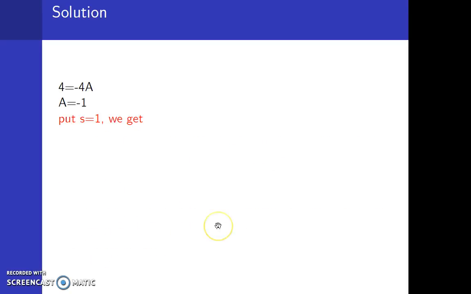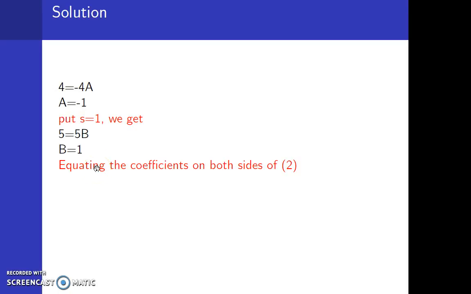So what I'm going to do right now is plug in the value of s equal to 0 into equation 2, and I will get A as equal to minus 1. On plugging the value of s equal to 1 into equation 2, I will get B as 1. Equating the coefficients on both the sides of 2 will help us to get the values of C as well as D.